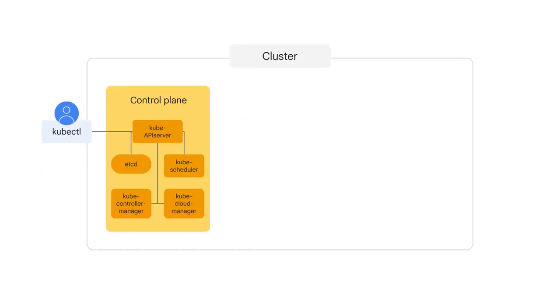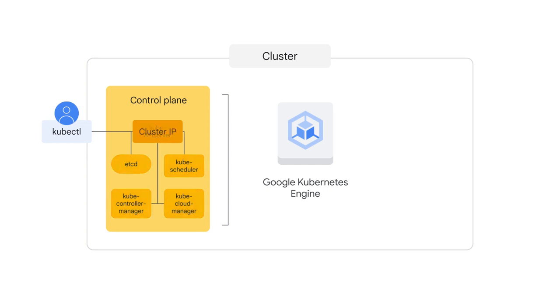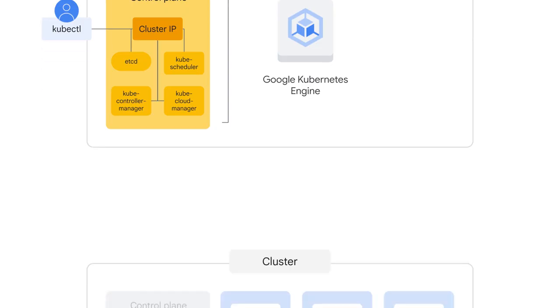From the user's perspective, it's a lot simpler. GKE manages all the control plane components for us. It still exposes an IP address to which we send all of our Kubernetes API requests, but GKE is responsible for provisioning and managing all the control plane infrastructure behind it. It also eliminates the need for a separate control plane.